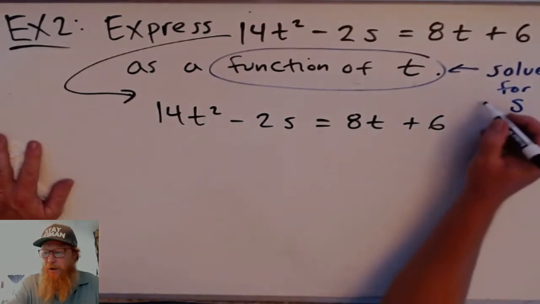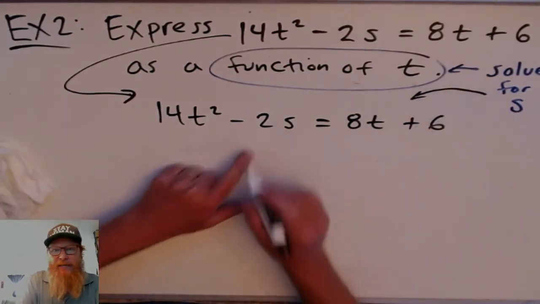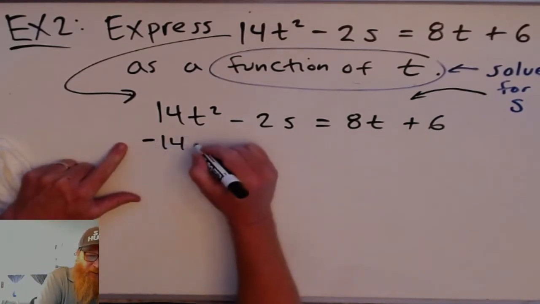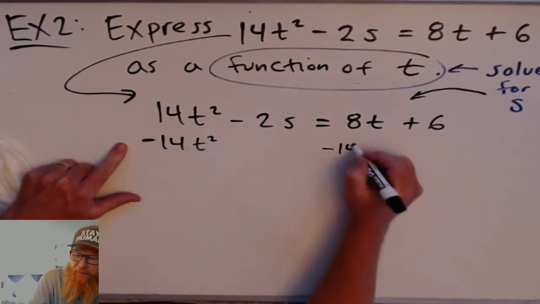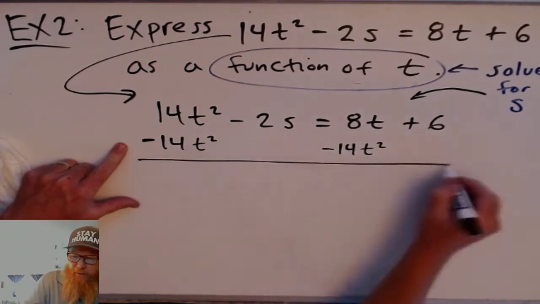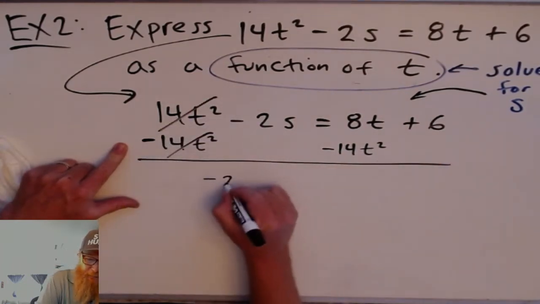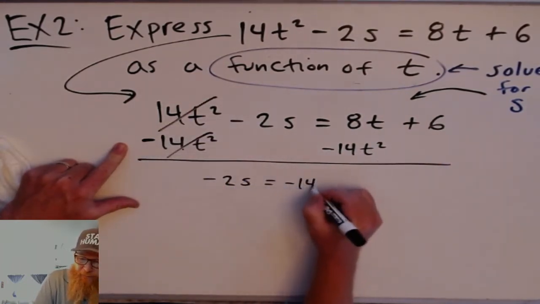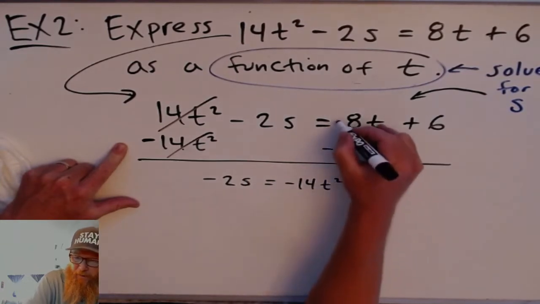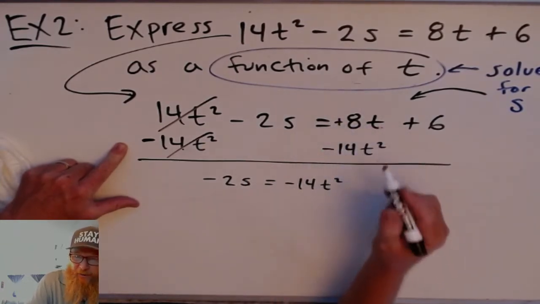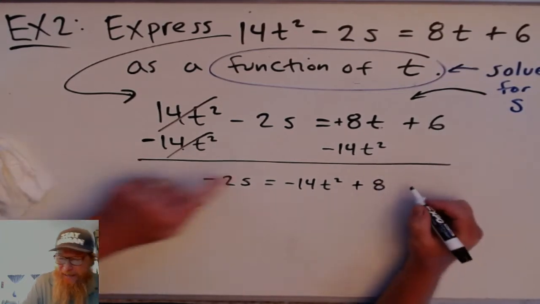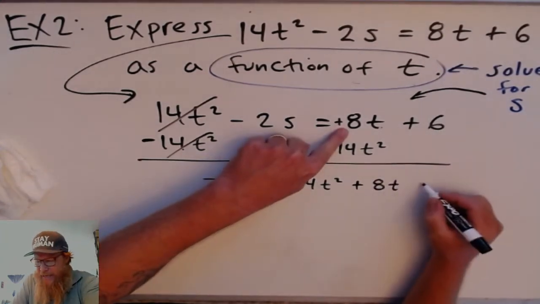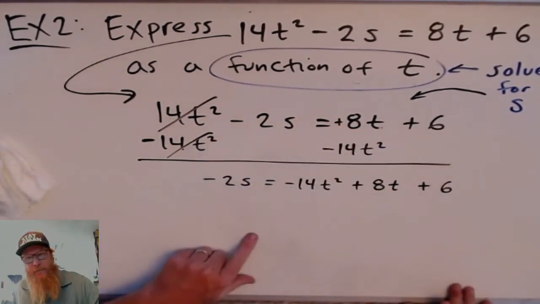Okay, so we want to solve this equation for s. We want to get s by itself. So I'm going to subtract 14t squared from both sides. Remember, you're adding. Even when it looks like you're subtracting, you're really adding. So that's plus 8t and then plus 6.